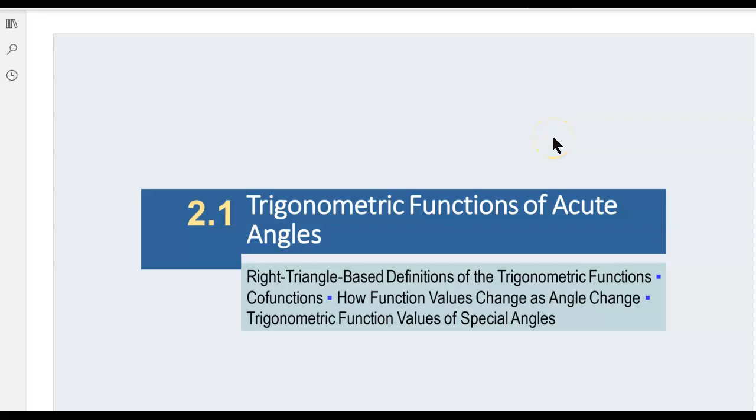This video is covering section 2.1 from our trigonometry textbook, looking at the trig functions of acute angles. This particular video covers some of the same material that we looked at in class on Tuesday. An acute angle is one that is between 0 and 90 degrees. So we would have an angle less than 90 degrees, and strictly greater than 0 degrees. That'll be an acute angle.